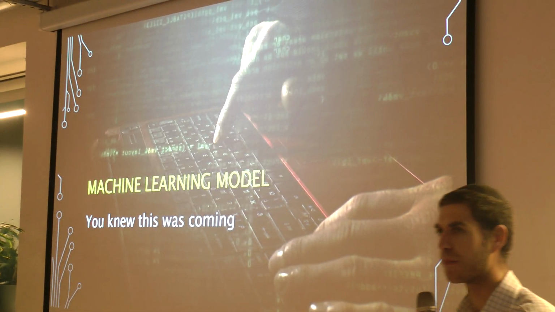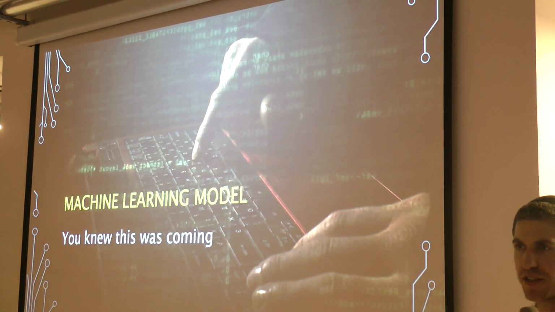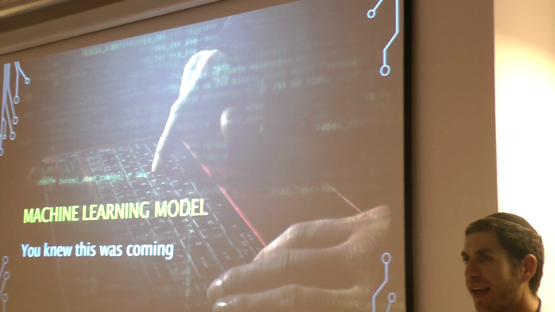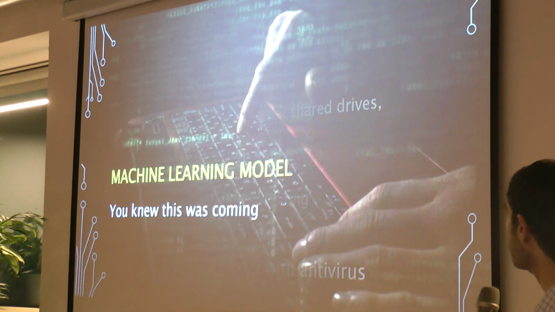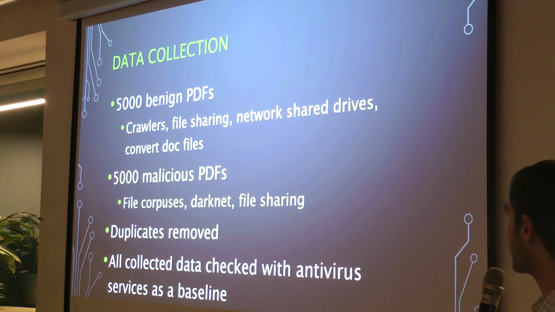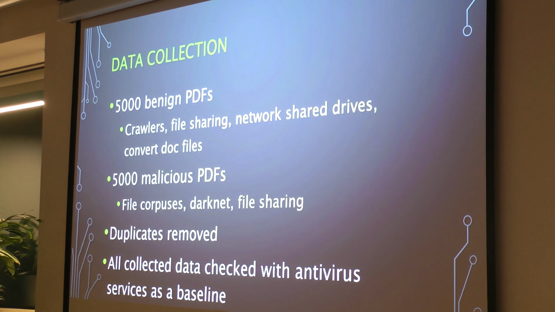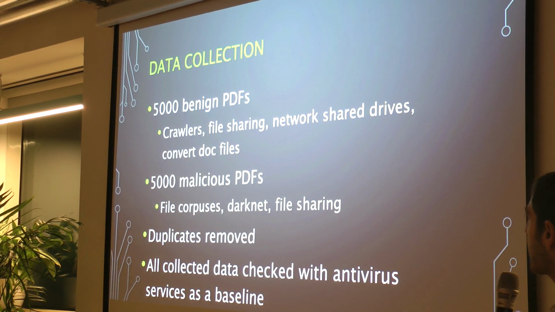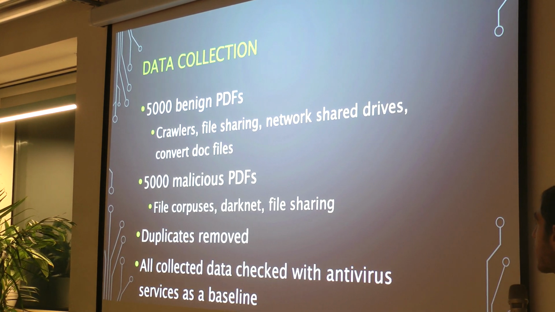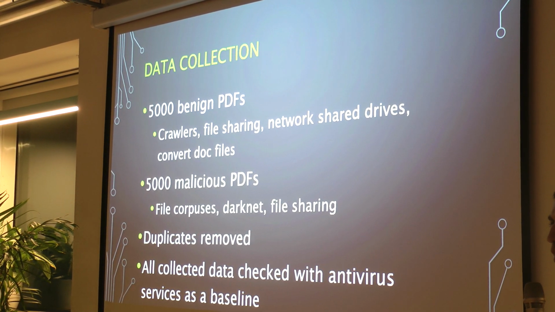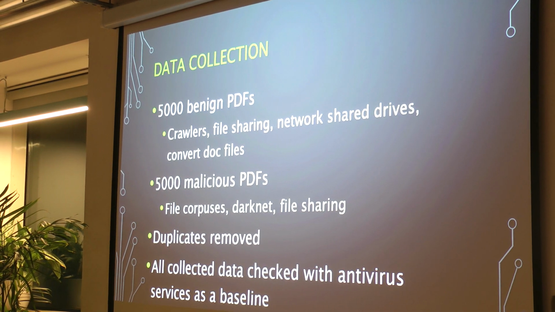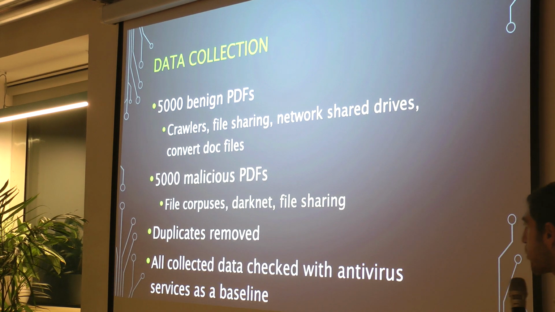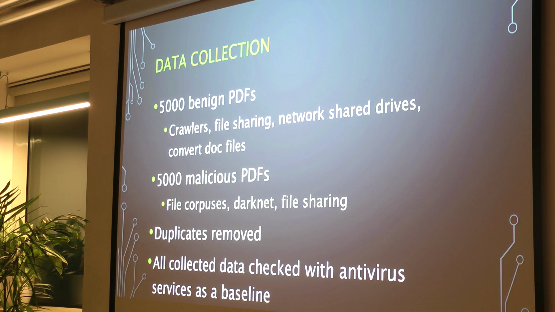So now we saw the issue. PDFs could be dangerous. The POC is to use machine learning to mitigate this issue. The authors used 5,000 benign PDFs and 5,000 malicious PDFs for the initial data set. The benign PDFs were obtained by different crawlers through the internet, file sharing, and network shared drives. And they were even created synthetically, converting a doc to PDF, etc. The malicious PDFs were a little bit more interesting. They were obtained from the darknet, file sharing, and file corpuses.